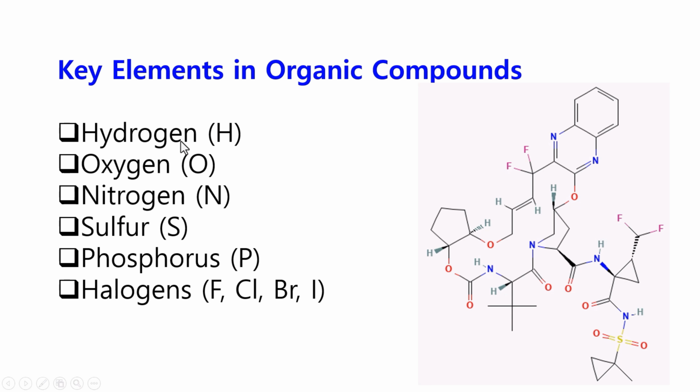So mainly hydrogen will be present, second one is oxygen, third one is nitrogen, fourth one is sulfur and phosphorus. Halogens. Halogens are fluorine, chlorine, bromine, iodine. This is also one drug molecule. If you see this drug molecule, there are halogens, that is a fluorine atom is there, nitrogen is there, oxygen is there. This is the C, there are 2 H, a CH2 is there. There is no phosphorus. So these are the important key elements present in organic molecules.